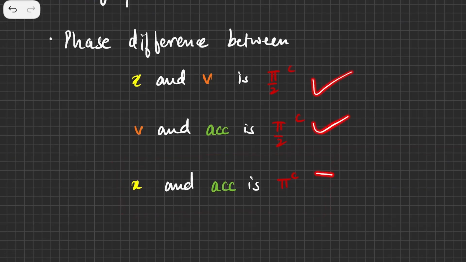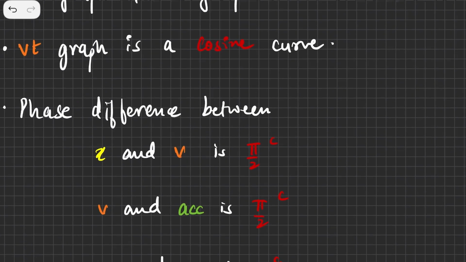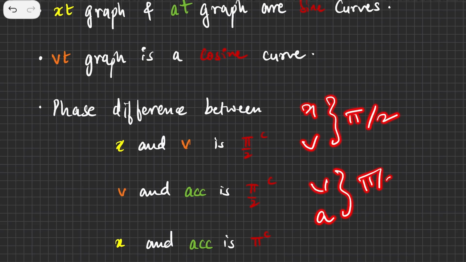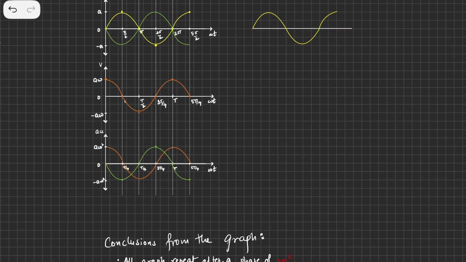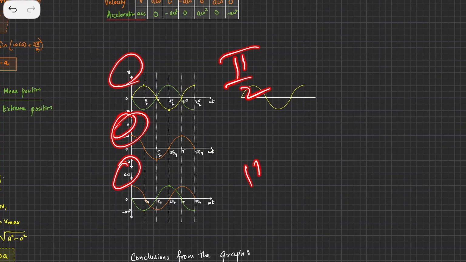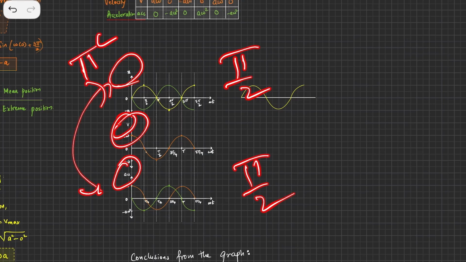These can be asked in MCQs or somewhere, where you just have to remember displacement, velocity and acceleration. So displacement velocity pi by 2, velocity acceleration pi by 2, but displacement and acceleration, it is pi. So just remember this. Okay, if you are finding out for displacement velocity, it is pi by 2. For velocity acceleration, it is pi by 2. But if you are doing it for displacement and acceleration, it is pi radians.